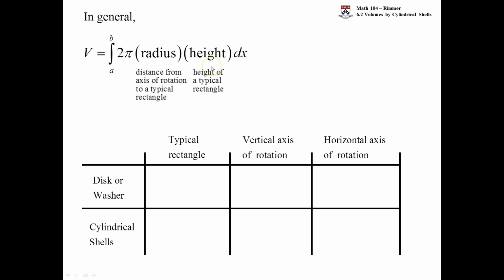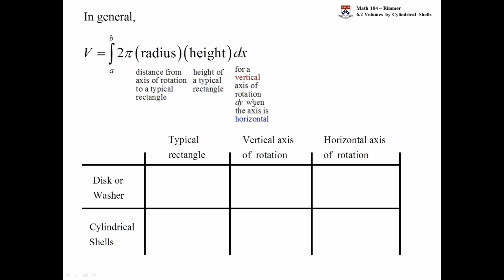It might not always be f of x. And the integral might not always be dx. So how do you know when it's going to be dx? How do you know when it's going to be dy? Well, basically it's going to be dx if you have a vertical axis of rotation. It's going to be dy if you have a horizontal axis of rotation.